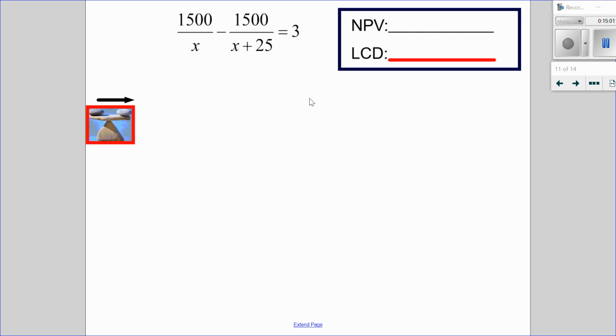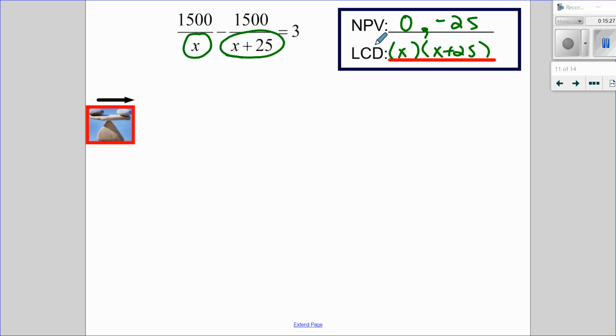Okay, so over here, let's look at the lowest common denominator. So to get rid of a dividing by x, I would multiply by x. To get rid of a dividing by x plus 25, I would multiply by x plus 25. So that is my lowest common denominator, one of each factor. So the non-permissible value of the monomial is 0. The non-permissible value of x plus 25 is the opposite, which is negative 25.